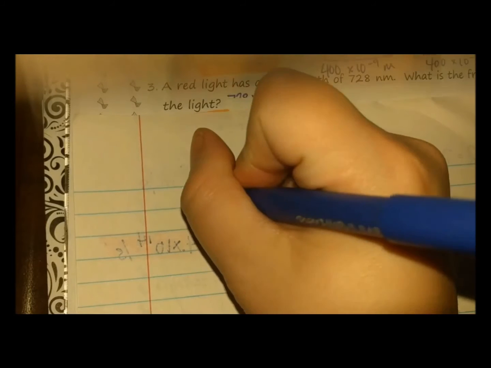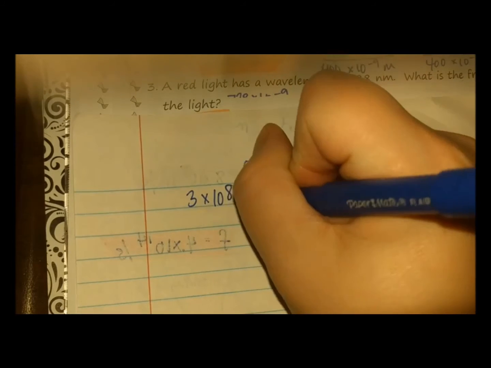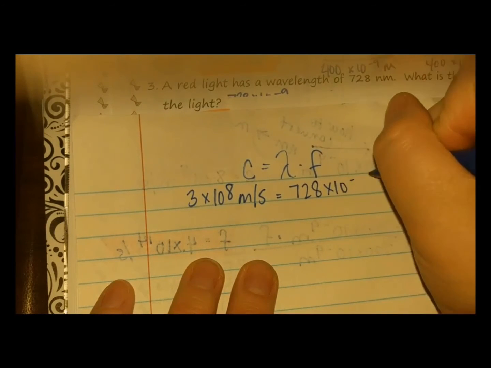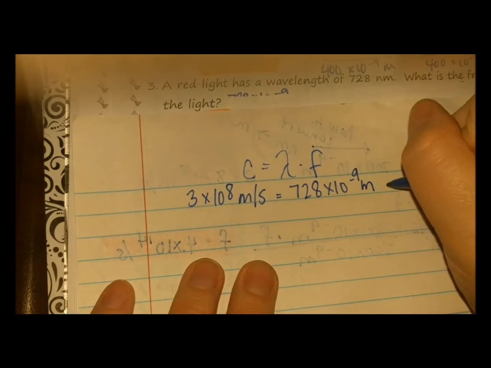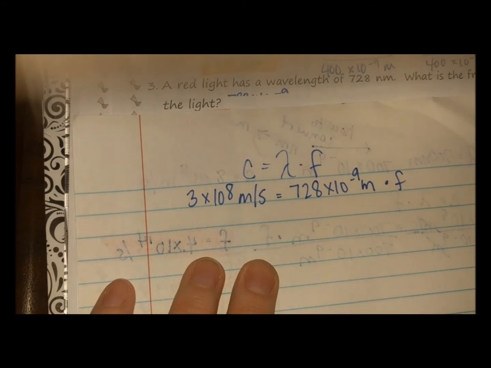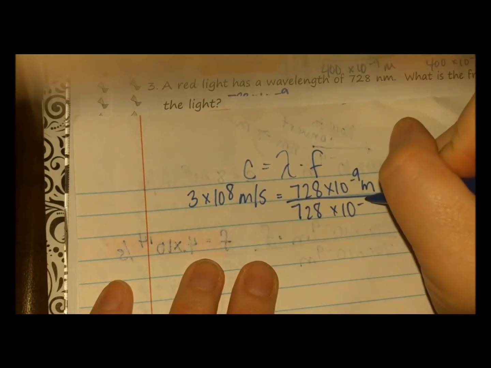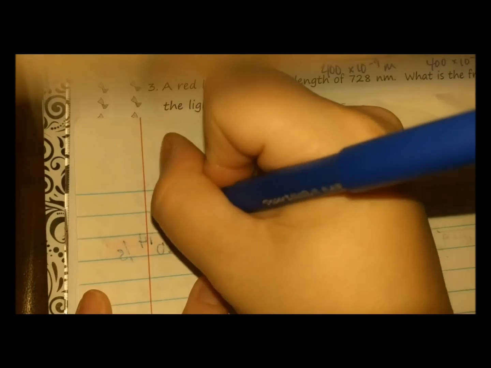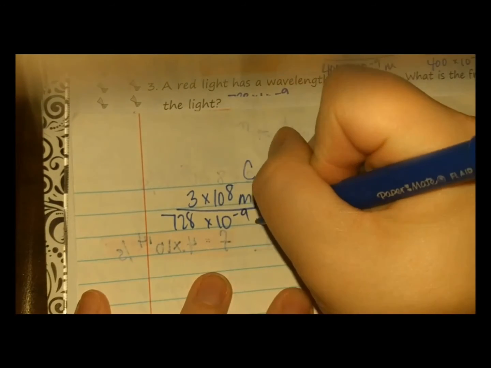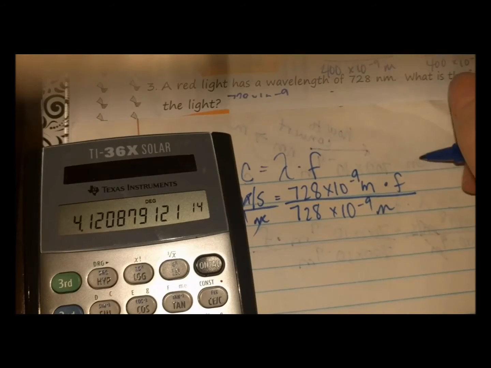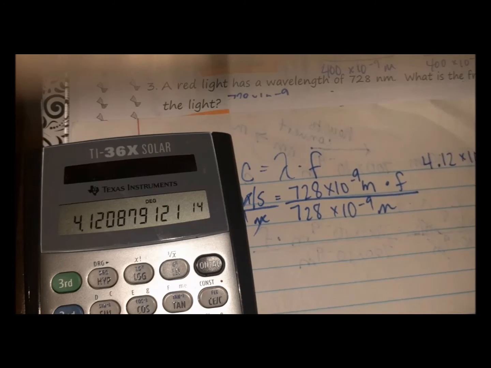So again, we know the speed of light is 3 times 10 to the 8th power meters per second. We have the wavelength of 728, and remember to change that to meters. And they're asking us for frequency. So exact same kind of problem. We're going to divide 728 times 10 to the negative 9th. Let's do our math here. This time we have 3 sig figs, so I'm going to do 3 sig figs. So 4.12 times 10 to the 14th power. And that is per second.